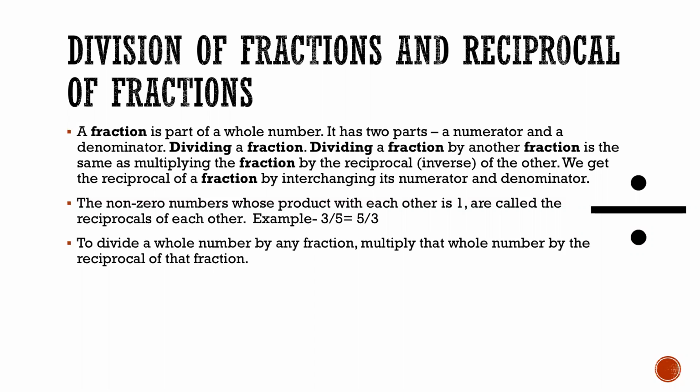Example, the reciprocal of 3 by 5 is 5 by 3. I'll give you another example. The reciprocal of 7 by 6 is 6 by 7. So the denominator will move to the numerator side and the numerator will move to the denominator side. So that's called reciprocal. And to divide a whole number by any fraction, multiply that whole number by the reciprocal of that fraction.